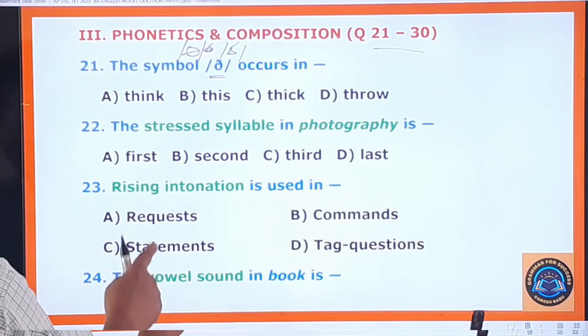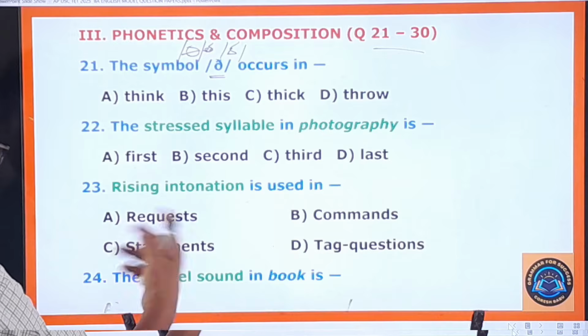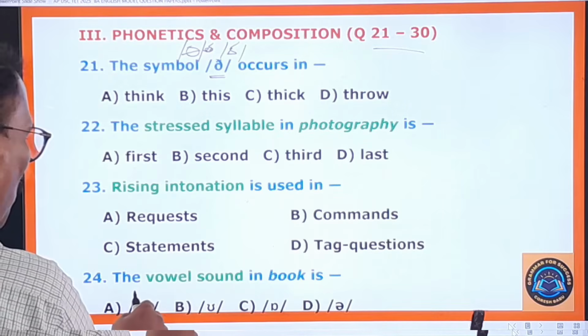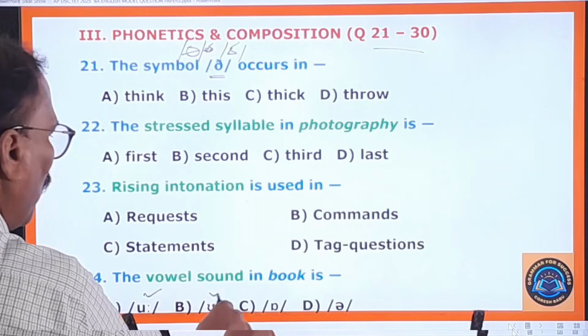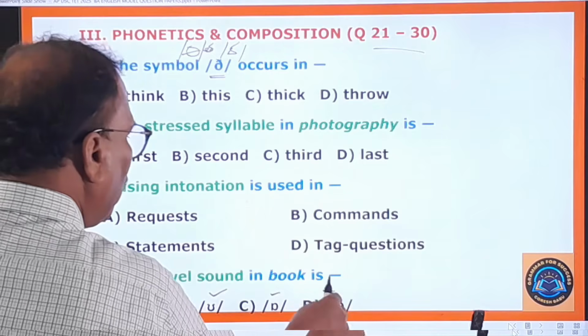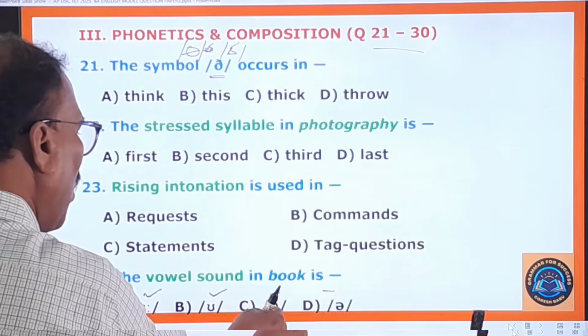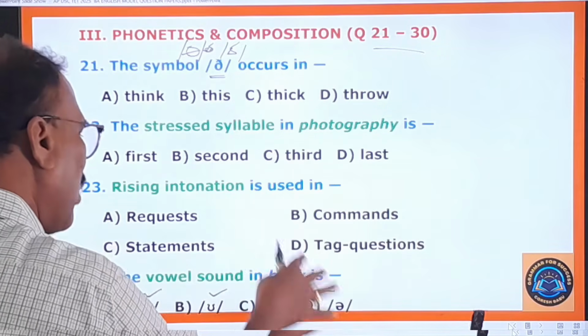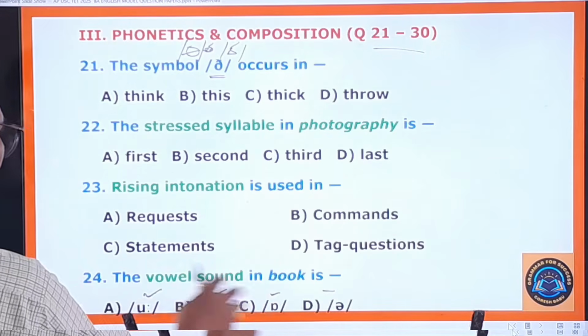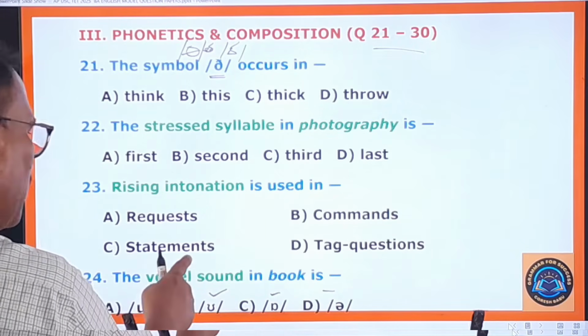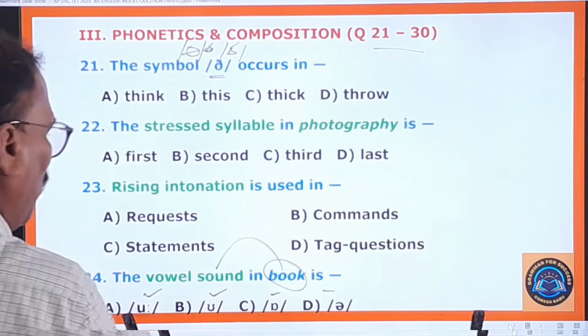24th one. The vowel sound in book is, what vowel sound can you find in this? Oo. Oo. Ah. Ah. So this is a little bit long, this is the very short. So these are the sounds given. You choose that vowel sound that you can find in this word book.